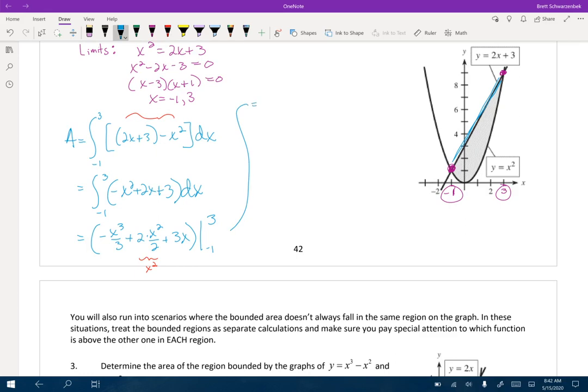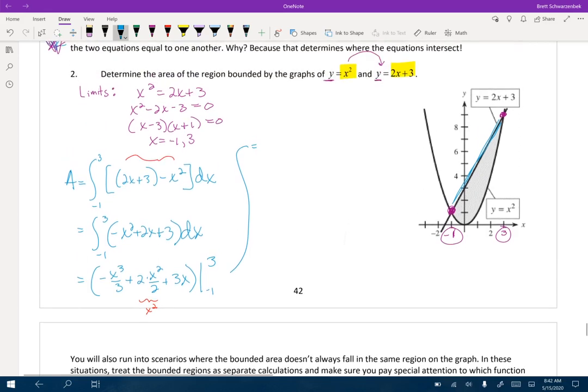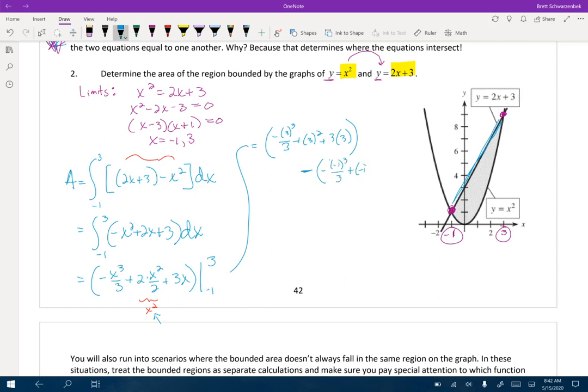And then we have to evaluate. So this evaluation, of course, is not super fun. It's got both values, so it's going to take a while to get through, but we do it. So negative, it's going to be 3 cubed over 3 plus 3 squared. Remember, we're changing it to that. Plus 3 times 3. Okay, that is going to be minus, I'm just going to stagger the lines here, -1 cubed over 3 plus -1 squared plus 3 times -1.